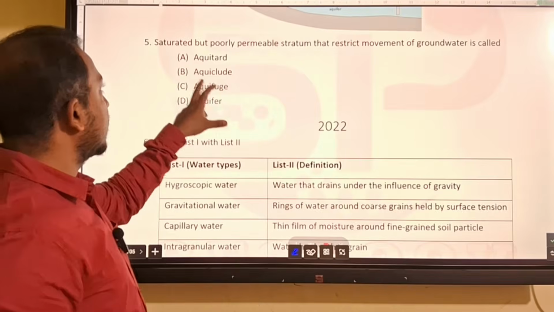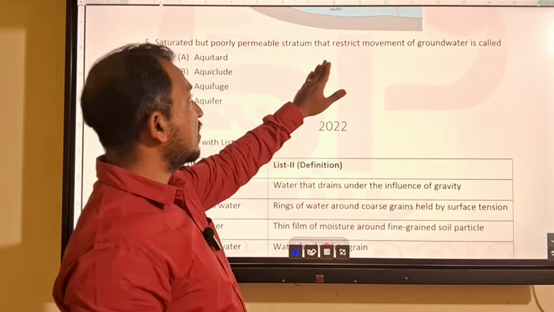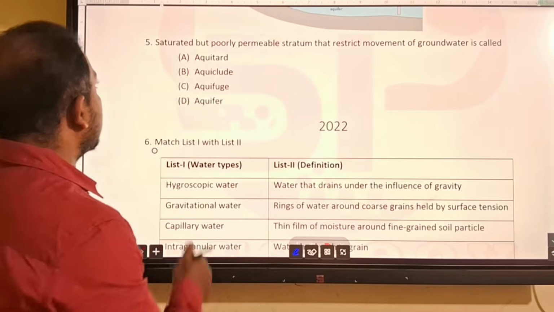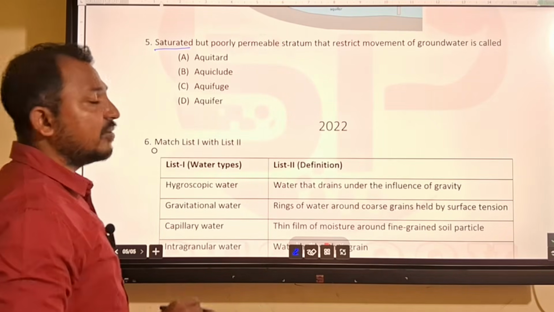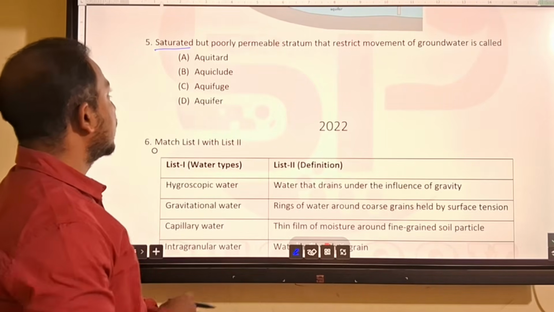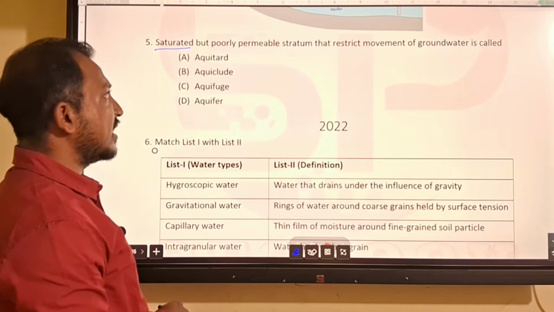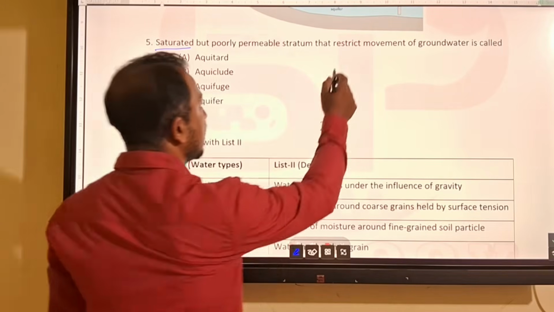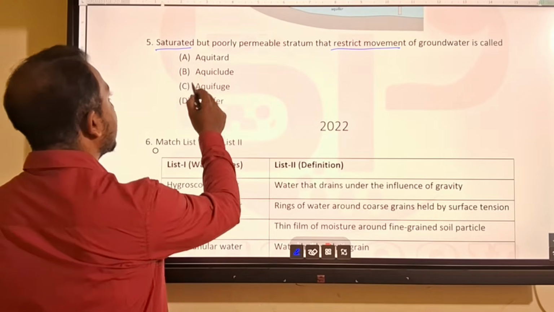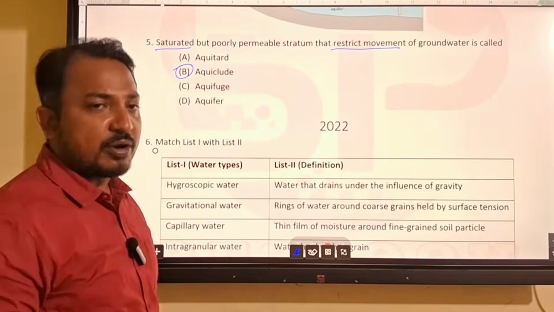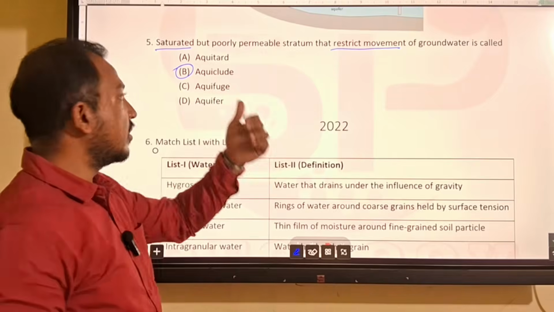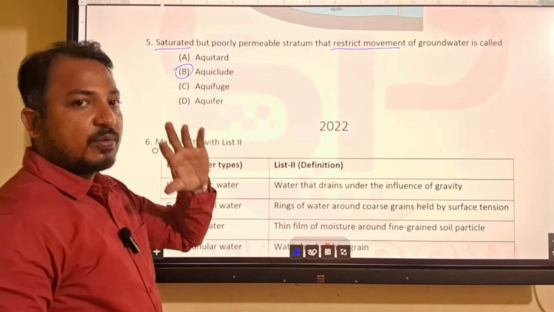Next, a similar question we have discussed: a saturated but poorly permeable stratum that restricts movement of groundwater. Saturated means all the pore spaces are completely filled, so it is porous, and poorly permeable means it restricts movement of groundwater, that is, it is non-permeable. So it will be an aquitard: porous but non-permeable. Aquiclude is semi-porous, semi-permeable; aquifuge is non-porous, non-permeable; aquifer is porous, permeable.